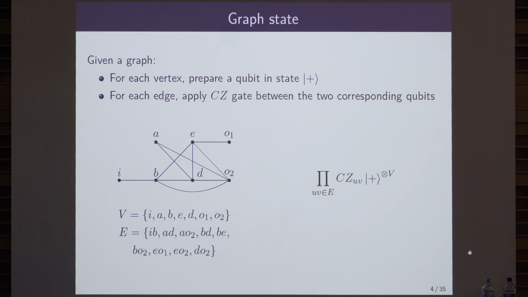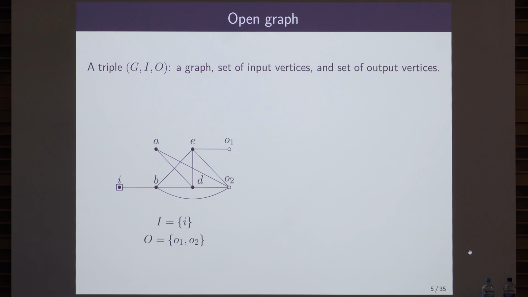But the structure we will be working with is going to be a bit more complex. It's going to be an open graph. So an open graph is a triple that consists of a graph, but also two designated sets of vertices, input and output vertices. So the input vertices are going to be denoted with a box around them. In this case, we have one input, which is qubit I, and this qubit is intended to be given by someone that wants to perform the computation, right? So we don't assume anything about its state at the beginning.